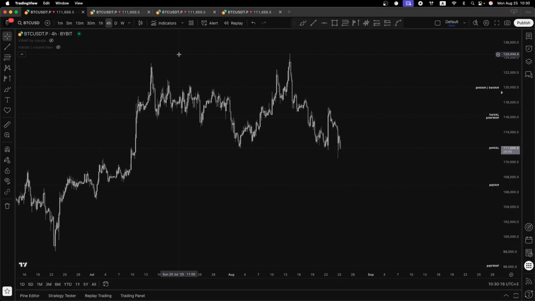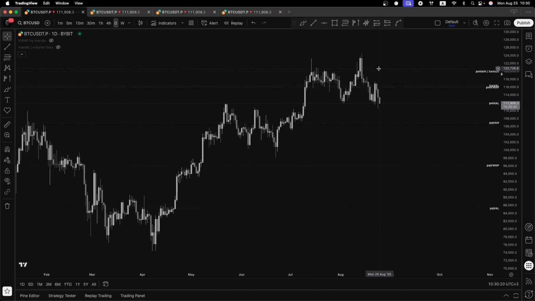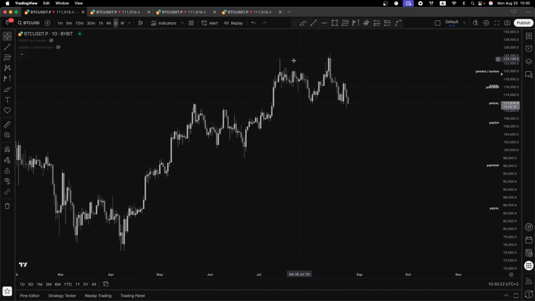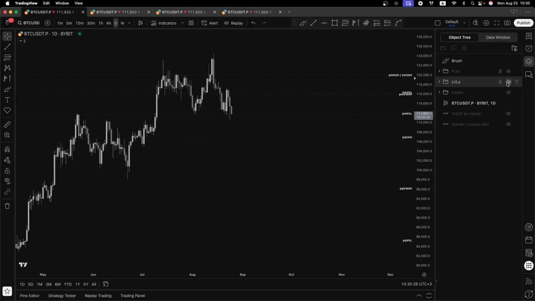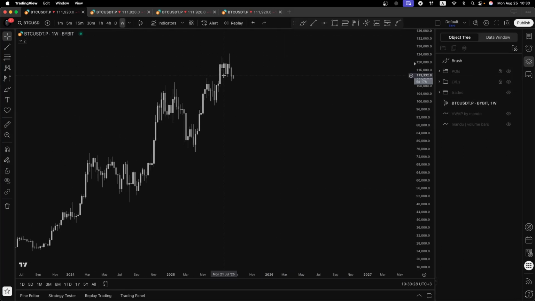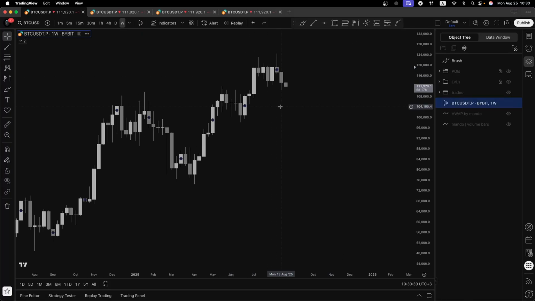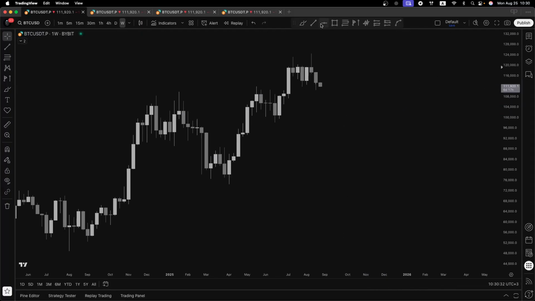Market outlook of this week. Let's jump right into it with the daily time frame first. So, actually, let's go into the weekly. Into the weekly, we have quite a quite bad weekly closure once again.